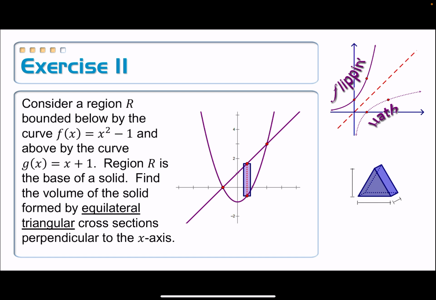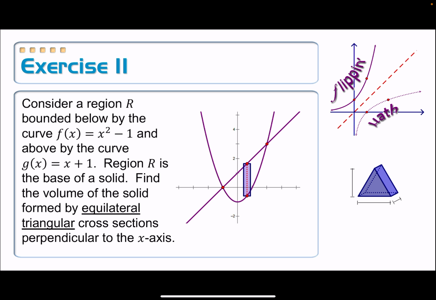If I want to find the volume of the resulting three-dimensional shape, I need to find the volume of one of these and then add them all up with a definite integral. So what shape is that? Obviously, this thing is a triangular prism. To find the volume of a triangular prism, it's the area of the base multiplied times the height. The base for us, of course, is the triangular cross-section, the equilateral triangle that's right there. And then our height is going to be the width of our partition, the delta x.